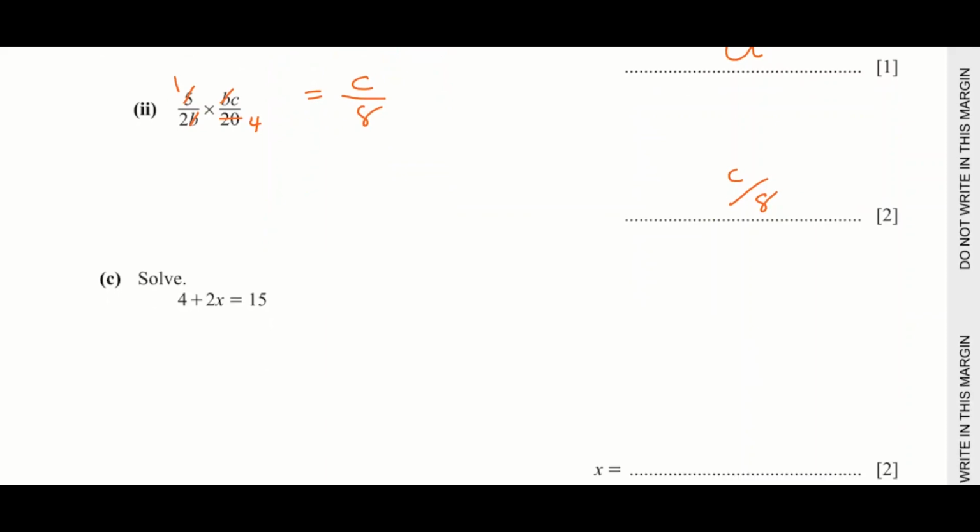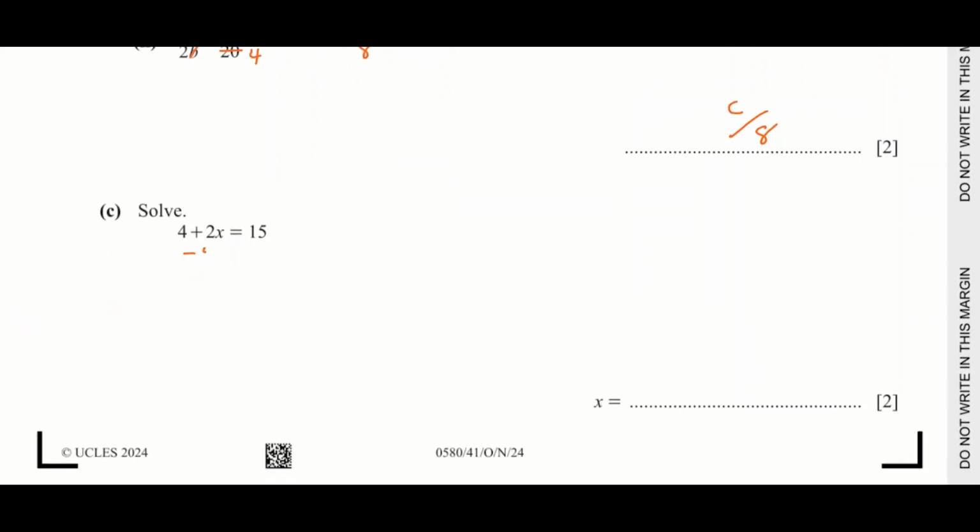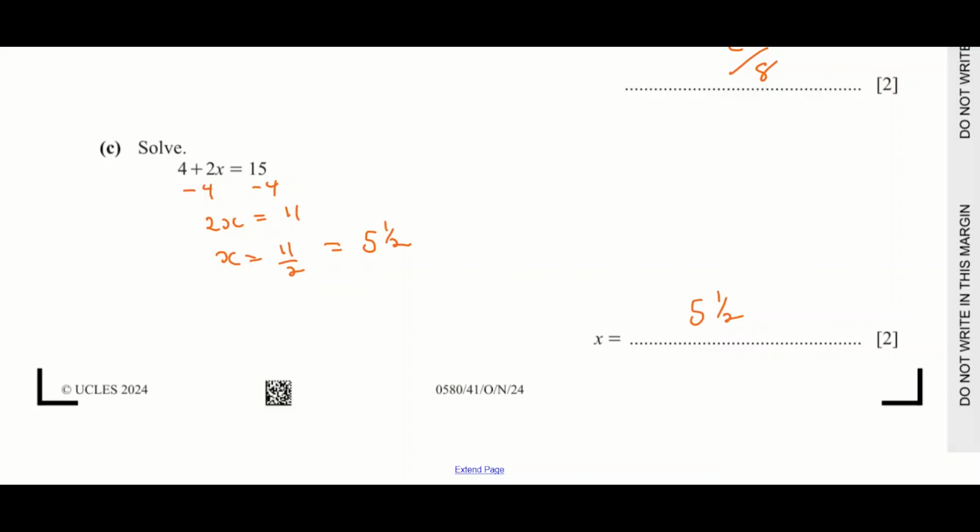Okay, part E, solve this. So subtract 12 from both sides. We are left with 2x equals 11. Okay, so x will be equal to 11 out of 2. So that will be equal to 5 whole 1 out of 2, or 5.5. So they are equivalent. Okay, so let's go to the next question.